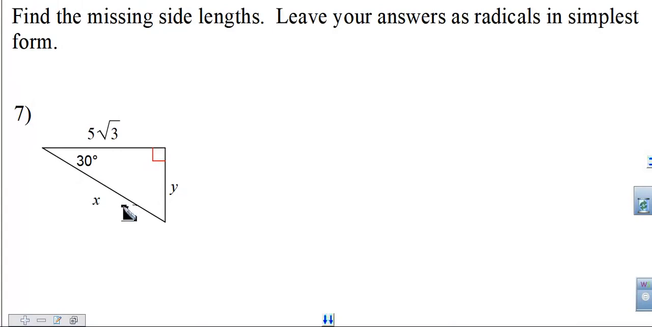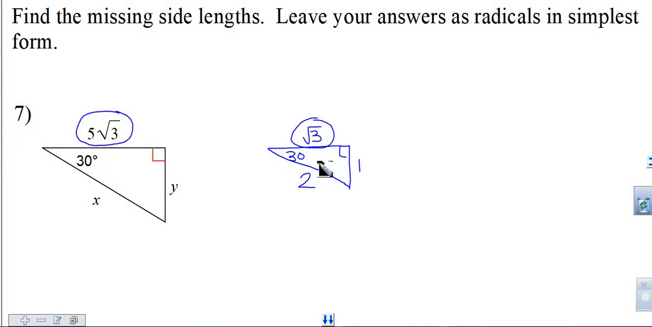So what if they give me a different side? Like this example. Again, I would recommend that you sketch out your 30, 60, 90 triangle so you can see what you were given and where you're headed. The side across from the 30 will be your 1, your hypotenuse is 2, and the side across from the 60 is your square root of 3. They've given me this side right here.